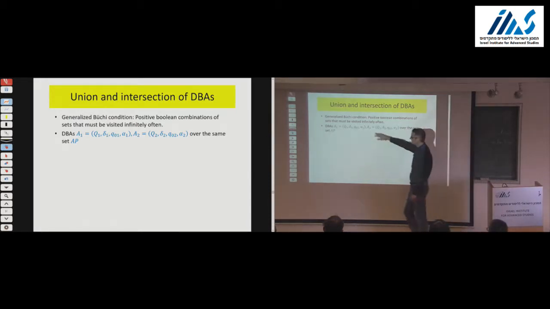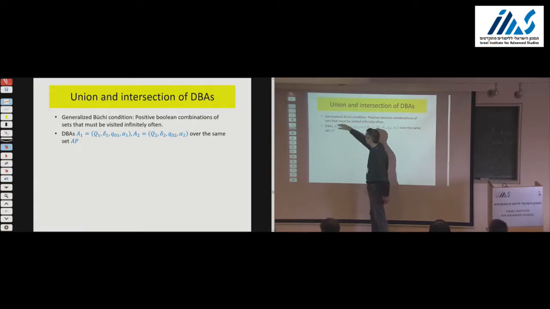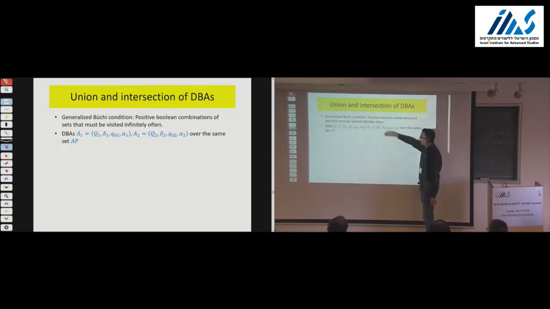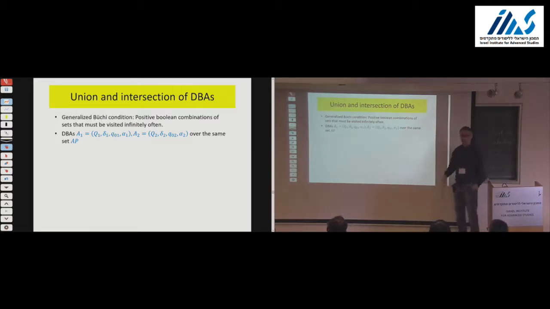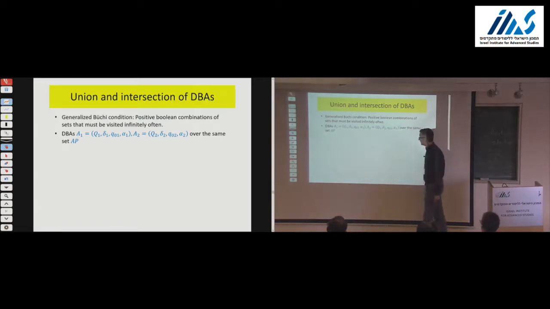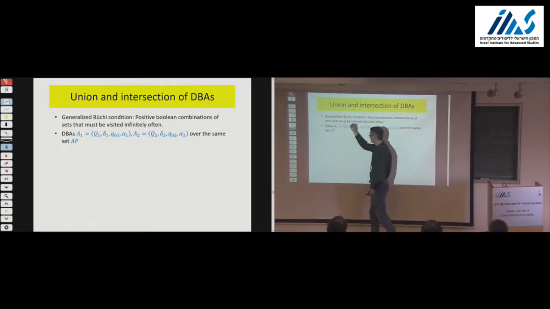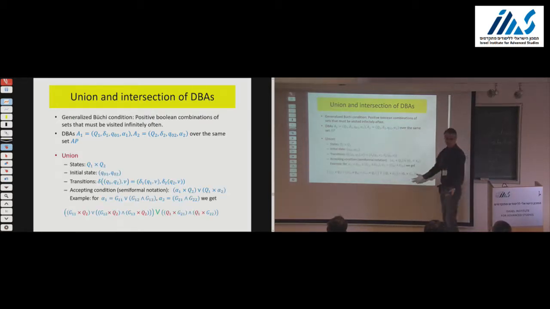So actually, let me do it a little bit more generally because I think it's cleaner. Let's take a generalized Büchi condition that, remember, is a positive Boolean combination of sets that must be visited infinitely often. So you say, I want to visit this set infinitely often, and I want to visit this set infinitely often, or that set infinitely often, and whatever, right? So you have a positive Boolean combination. So if you take two DBAs over the same set of atomic propositions, as usual, set of states, transition function, initial state, accepting condition, then how do you do the union? Okay, these are deterministic Büchi automata, right?